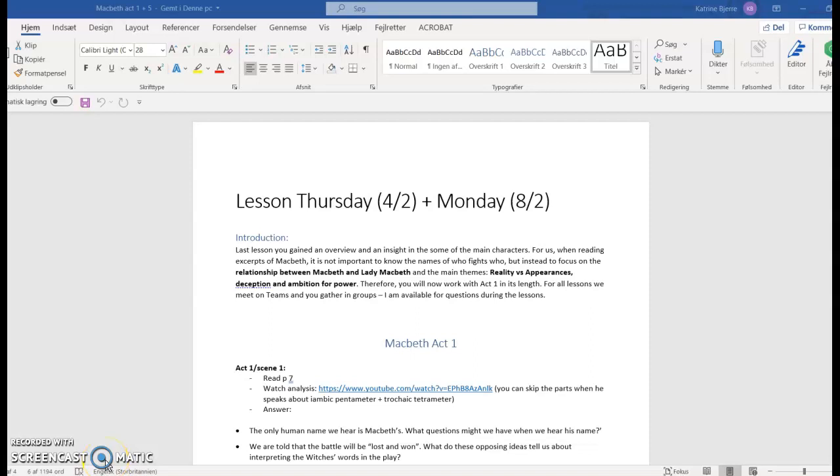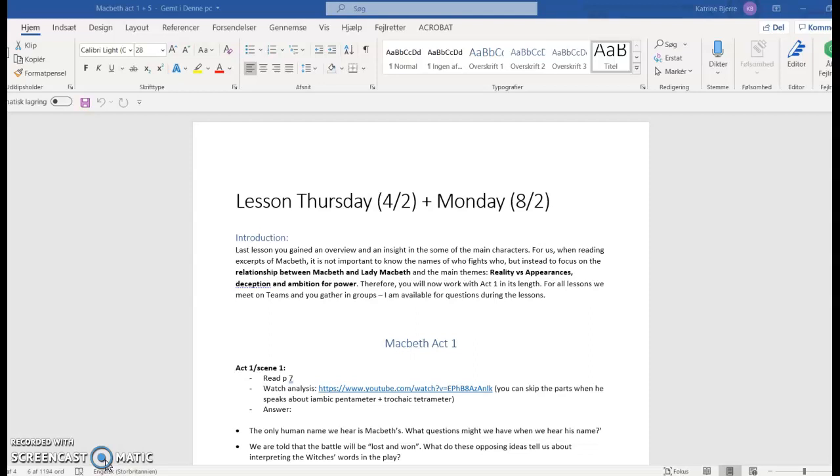Hello, guys. I just want to briefly run through what the plan is for the next 4 lessons. So today is Thursday, and I'm going to hear something about Act One, Scene Five, what you've figured out about Lady Macbeth. But when you're not telling me that, you have to work with Macbeth again, Act 1. You also have the lesson on Monday to do this.